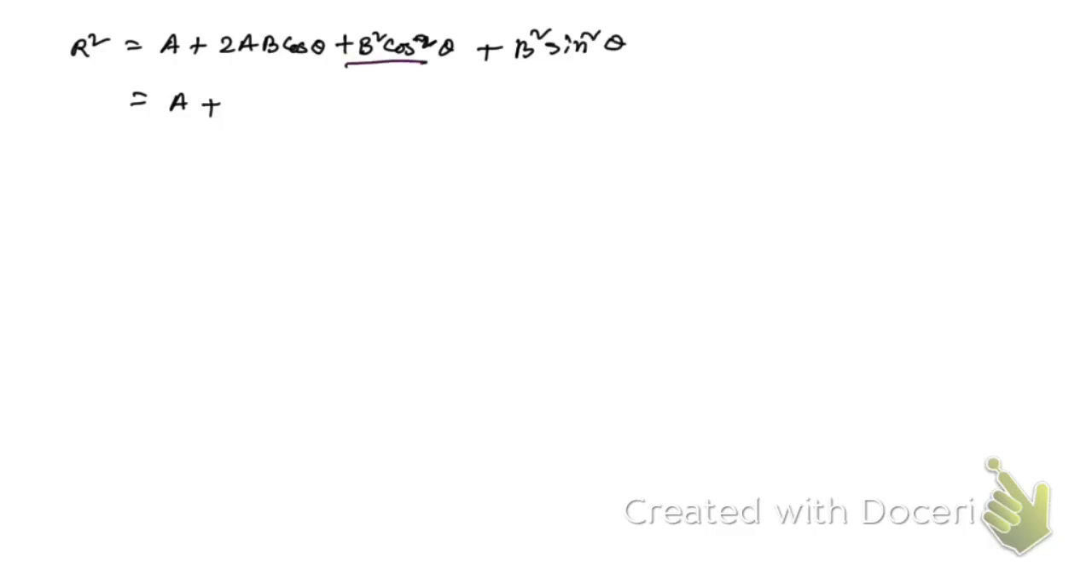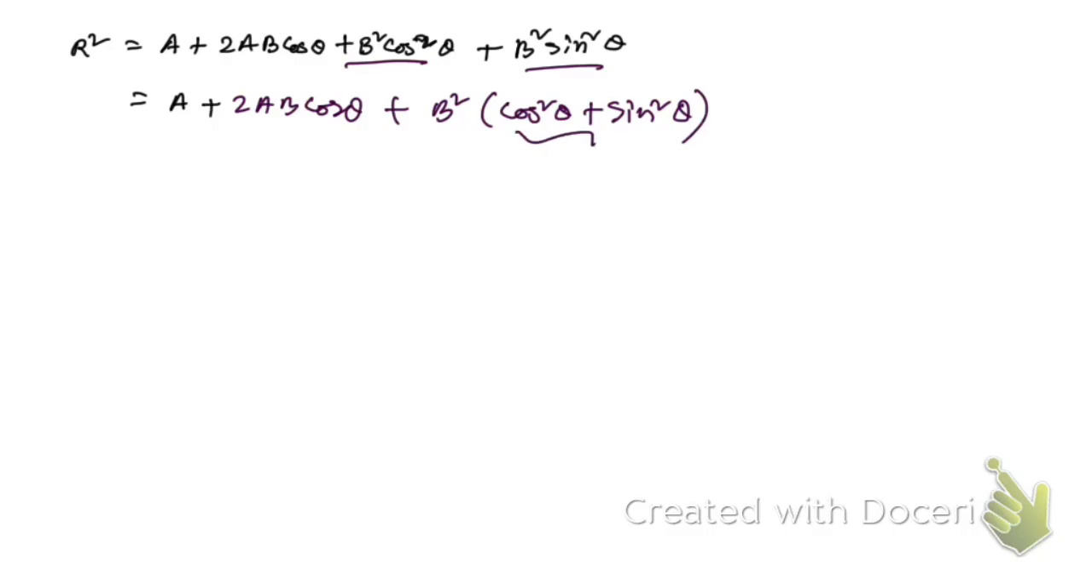Now from these two we can take B square common. So B square sine square theta plus cos square theta. So let me write it properly. 2ab cos theta. So here B square is taken common. We have got cos square theta plus sine square theta. So this is gonna give you 1.